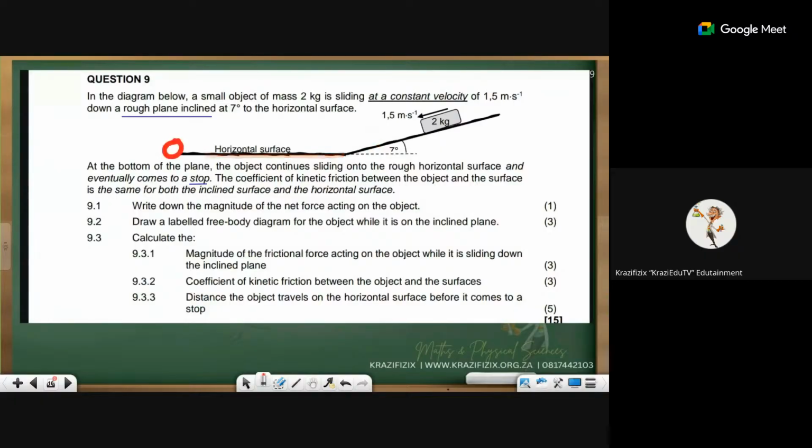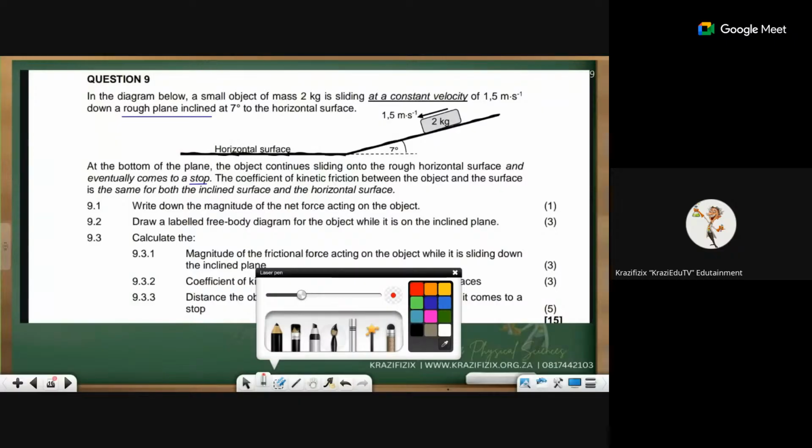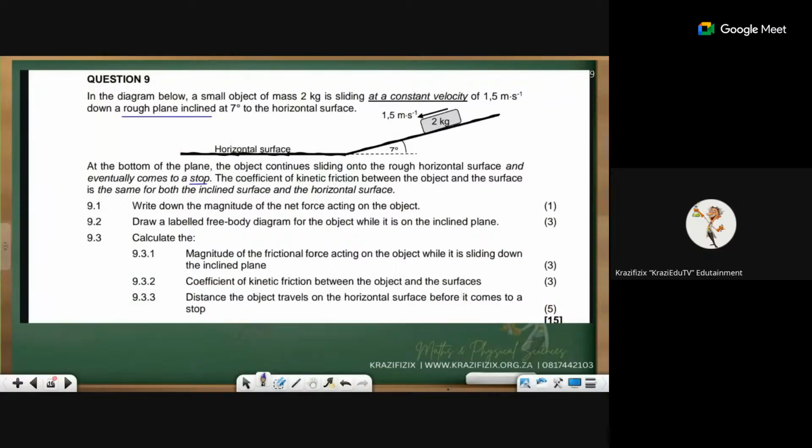0. Write down the magnitude of the net force acting on the object. 0. Simple. Why is it 0? For the first one, check. Acceleration equals to what? 0. But what is F net? F net equals to M A. So F net is 0. 1 is done. Draw a labelled free body diagram. Please, everybody draw. I don't want to draw this. Everyone should be able to draw because I'm going to draw it now and spoil you. Please draw.